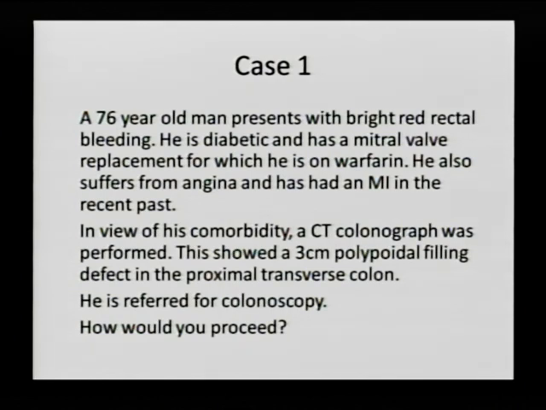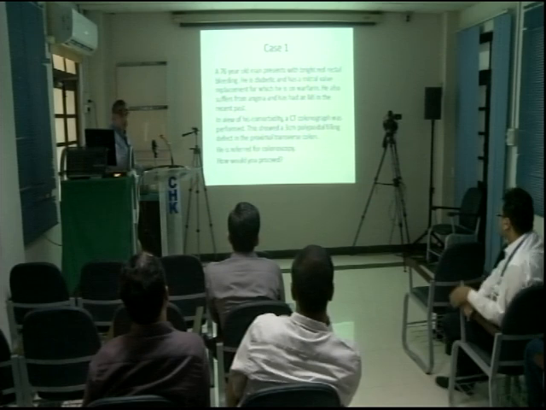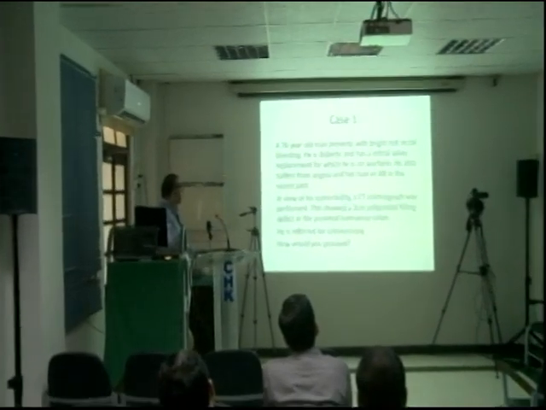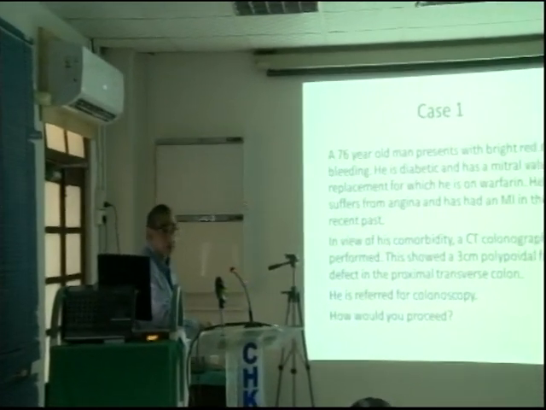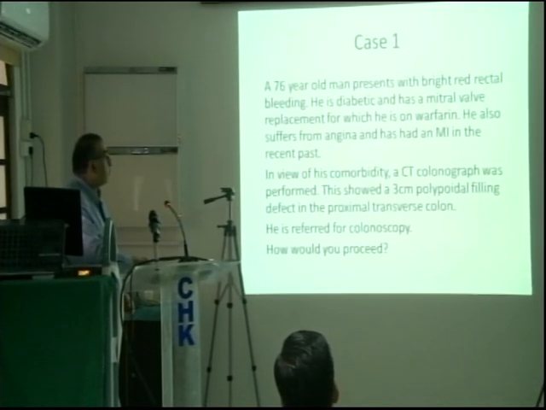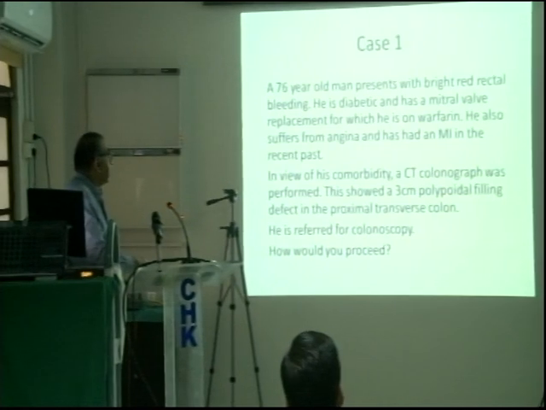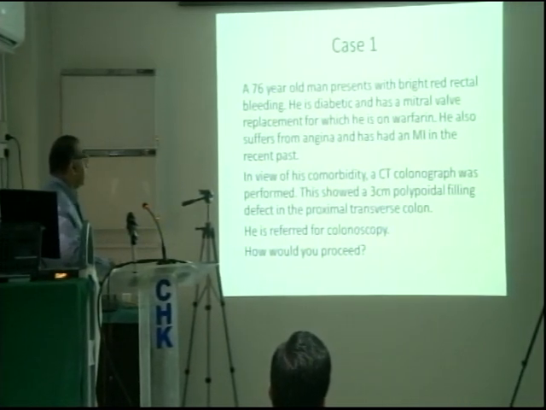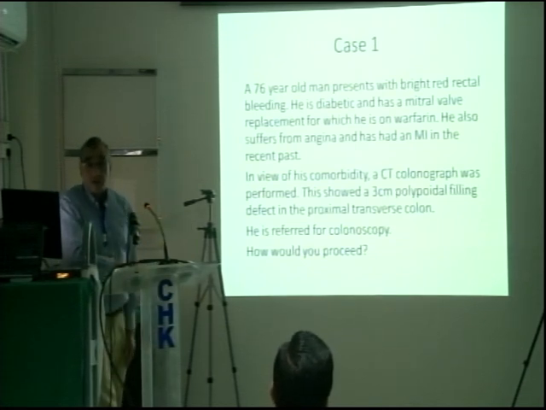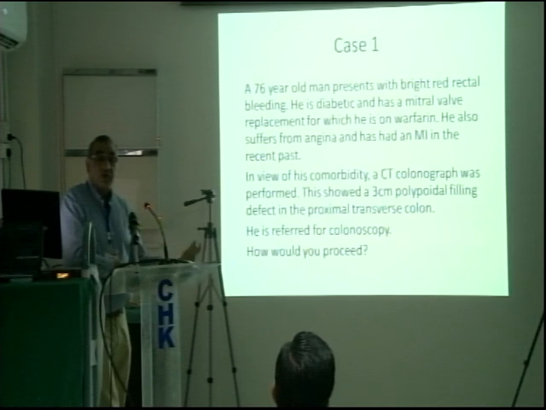This is a 76-year-old elderly gentleman who presents with bright red rectal bleeding. He is diabetic, has a mitral valve replacement, so he's got a prosthetic mitral valve. He's on warfarin, right? He also suffers from angina and has had an MI in the past. So there are comorbid factors: diabetes, mitral valve replacement, ischemic heart disease, and he is on treatment for all of them. In view of his comorbidity, obviously, you would try to avoid doing an invasive procedure. So they did the CT colonography on him.